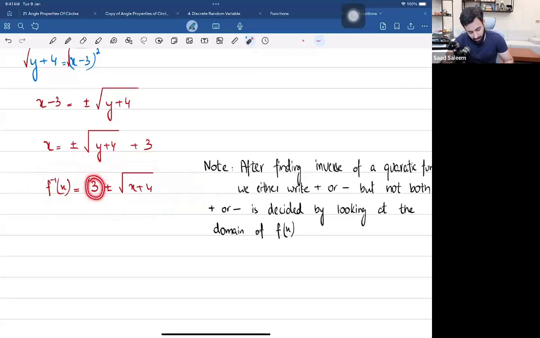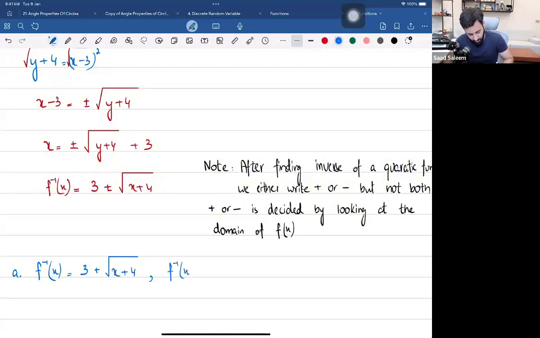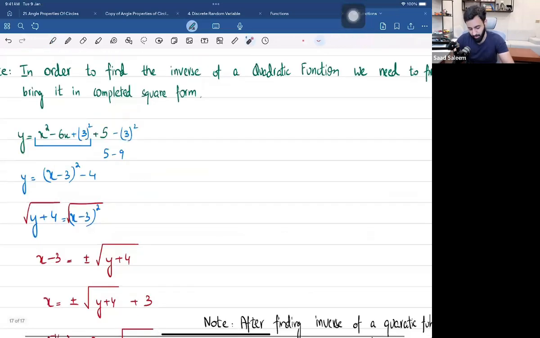Now we know it's 3 plus or minus. Should you add something to 3 to make sure all the values are greater than or equal to 3, or should you subtract something? Definitely you should add something. So the answer to part A, where we had to find the inverse function, is this: we had already found the inverse function, we were just confused about the sign. So it would be 3 plus square root of x plus 4. Why? Because with this sign, the range of the inverse function is in fact greater than or equal to 3.